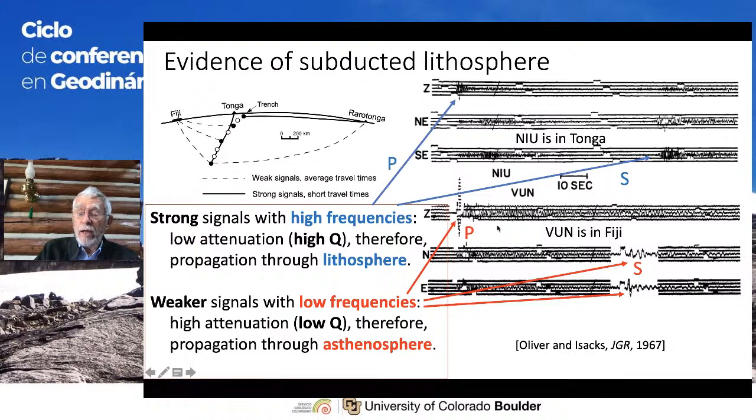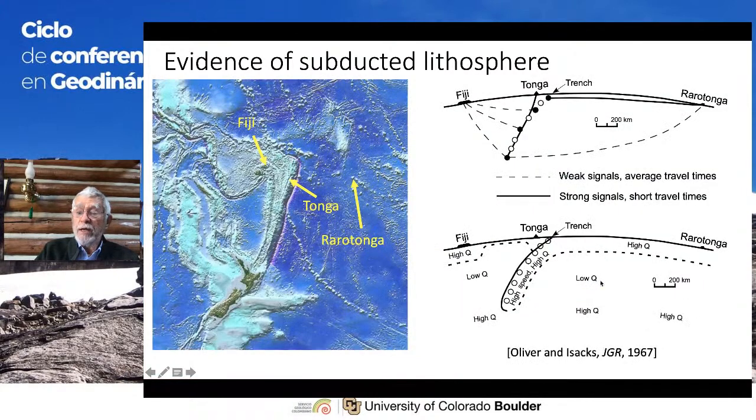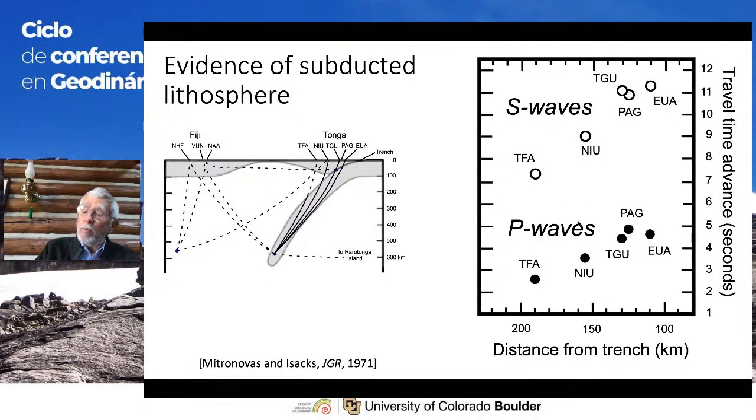This observation led Oliver and Isaacs to suggest that the entire lithosphere had been subducted underneath. It was both high speed and high Q. Remember, high Q means low attenuation. The asthenosphere is low Q, high attenuation. So the asthenosphere would be in here, and this is a window through the low Q asthenosphere through which then these high frequency seismic waves could pass. And not only were they high frequency, they traveled rapidly.